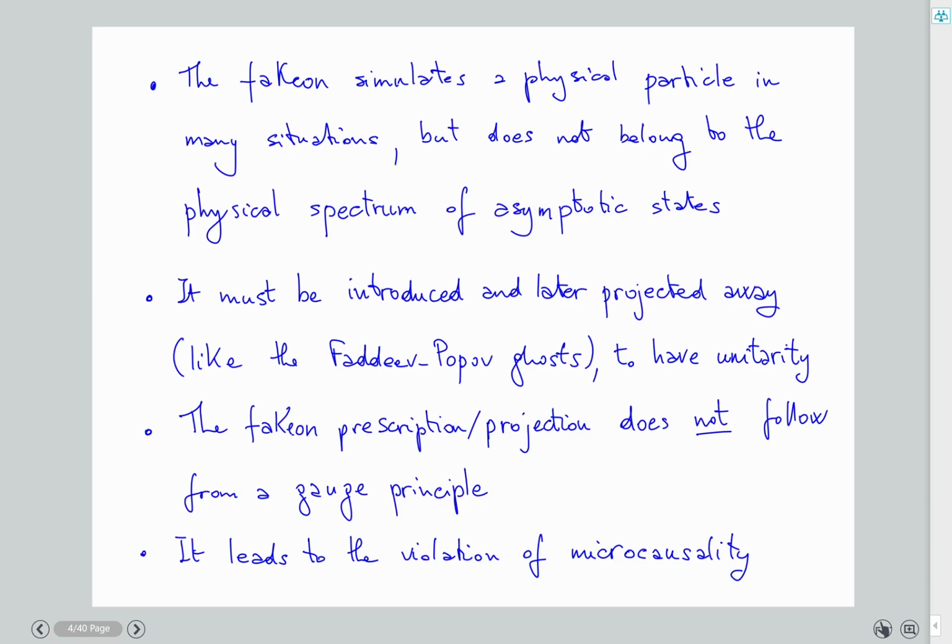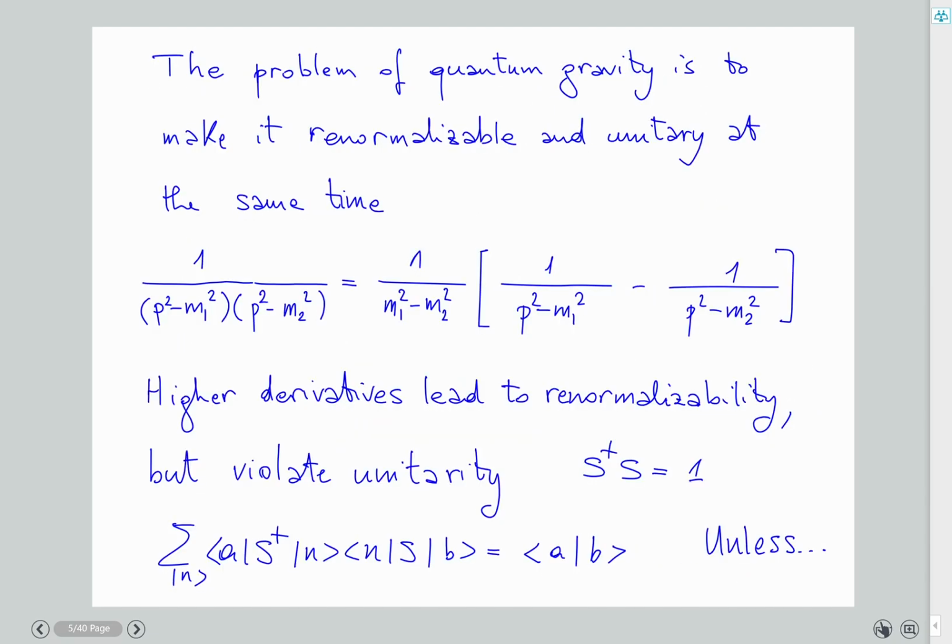We conclude at the end with a comment to tell you that this theory will be not only predictive, but perturbatively predictive up to an amazingly high energy. So the problem of quantum gravity is to make it renormalizable and unitary at the same time, because Einstein gravity is non-renormalizable and unitary perturbatively, but you can solve the problem of renormalizability by means of higher derivatives, as you heard in the previous talk.